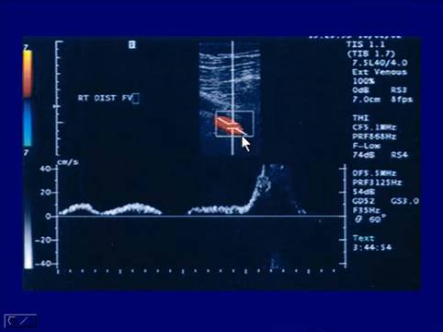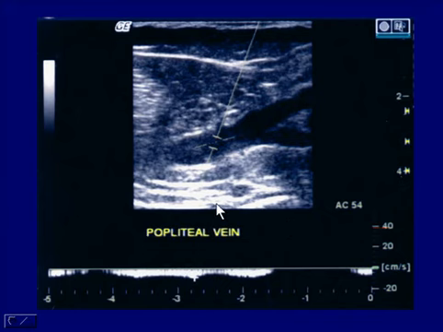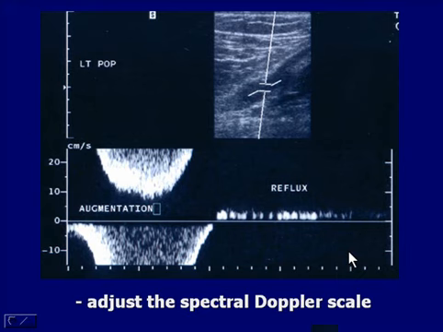We can use our color to help guide us, particularly in the deeper vessels. And again, though, we want to confirm what's going on with our spectral Doppler. The last level of the deep system, as I mentioned, would be the popliteal vein, and we can see that here. The popliteal vein, again, nice normal phasic flow with no retrograde flow.